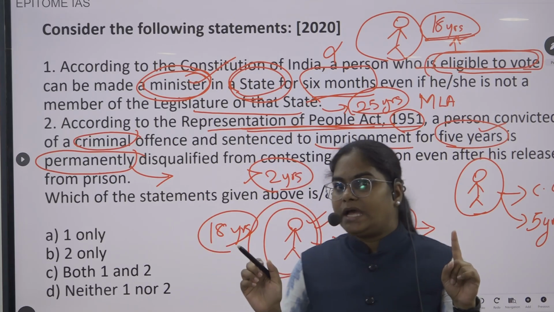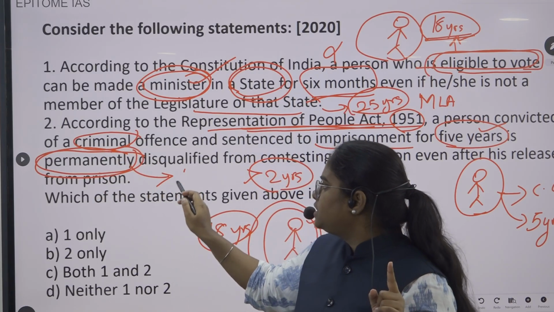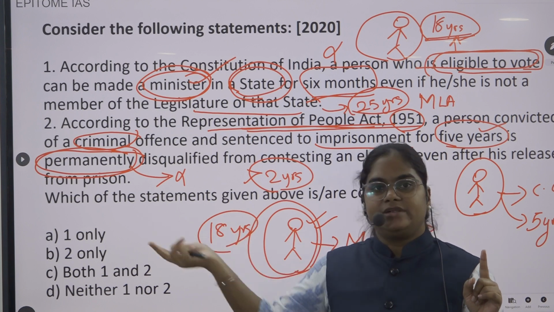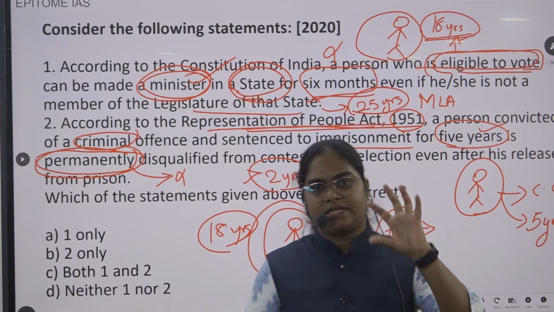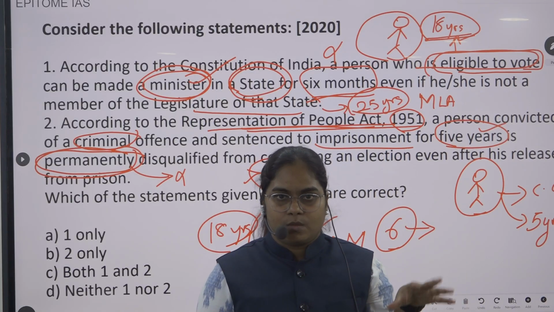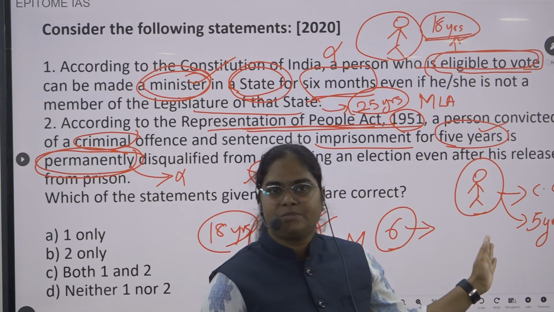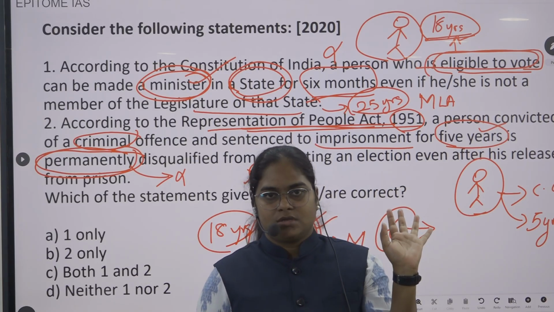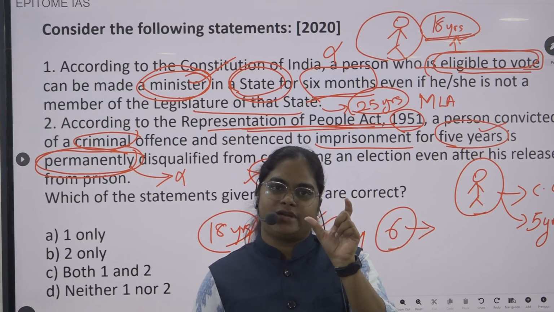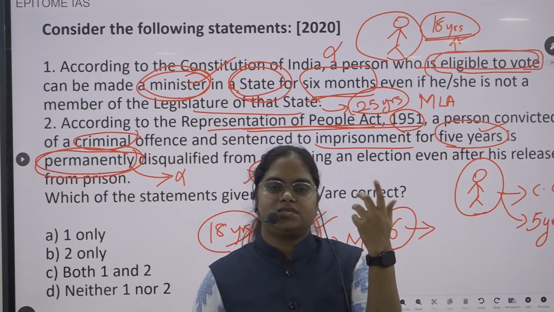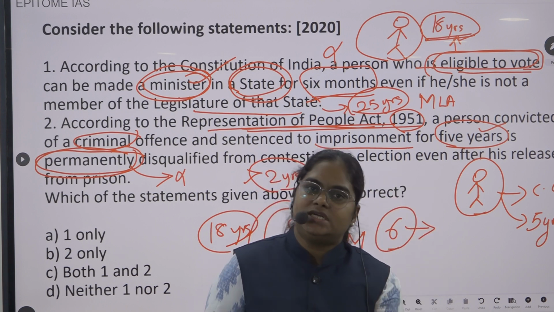That is true. But he is not permanently disqualified. Here this word is wrong. If this word were not in the statement, then it would be a different scene. But here they have given permanently, so permanently makes this statement absolutely wrong. Why? Whether it is 2 years of imprisonment or 5 years, whatever it is, more than 2 years, still within a specified period of time he will be disqualified from contesting an election. But after that specified time period, he is eligible to contest in the election.